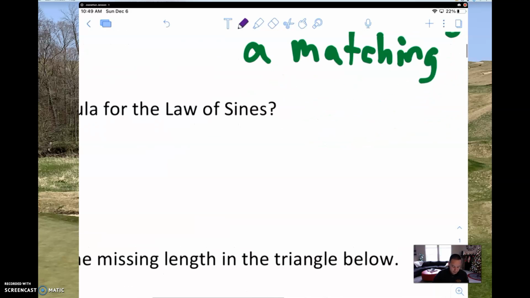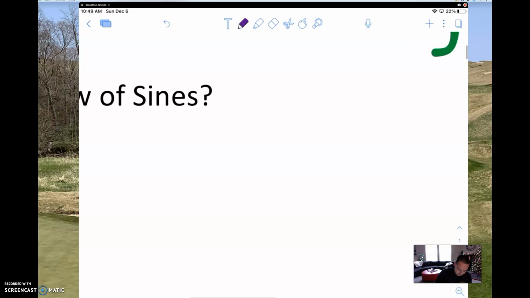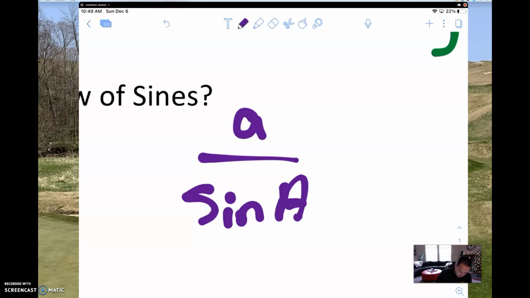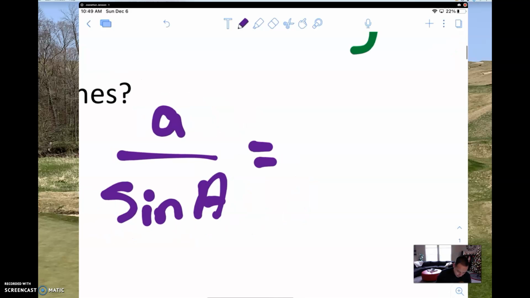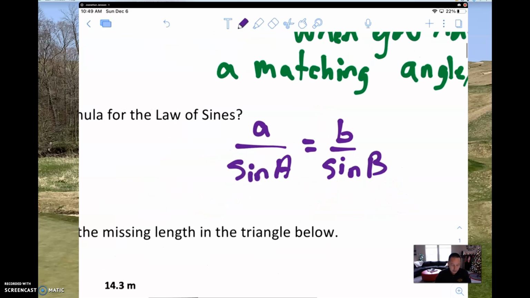There's going to be a formula for this. This is again in the formula booklet if you want, but it's just a over sine of angle A. Usually sides are lowercase and angles are uppercase letters. Equals b over sine capital B. And then it also extends into equals c over sine C. That doesn't really matter too much.